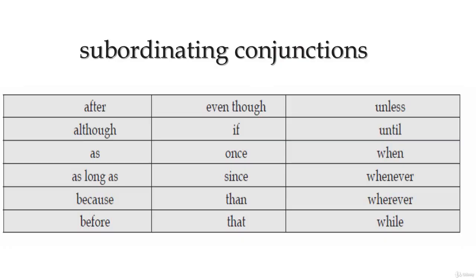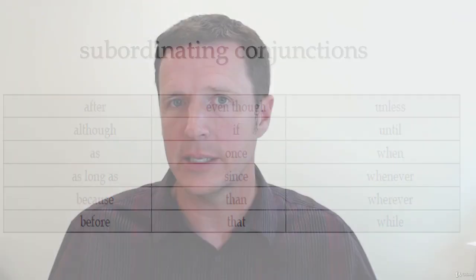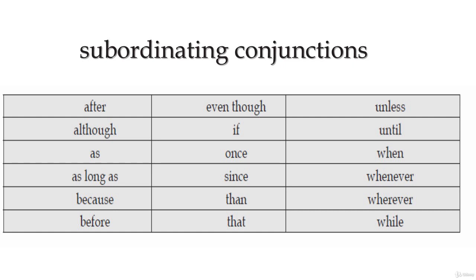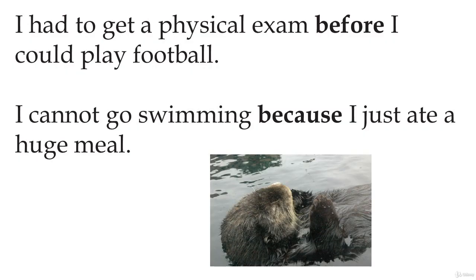Now, there's these things called subordinating conjunctions. And I say in later lessons, particularly when we talk about commas, we'll talk about the difference and why it matters in terms of punctuation. But a subordinating conjunction, let's just take a look at the list here. These can come in the middle of a sentence so that they join two parts of a sentence, or they can come at the beginning of a sentence, and let's look at some examples of that. I had to get a physical exam before I could play football. I cannot go swimming because I just ate a huge meal. We can see how these two words join these two parts of the sentences.